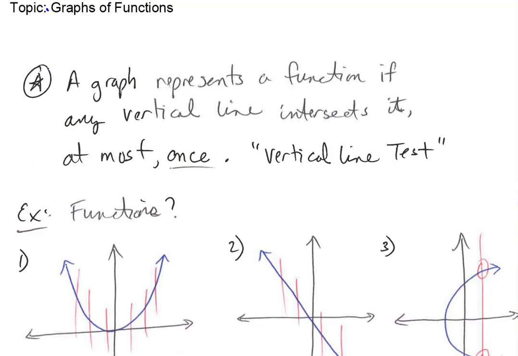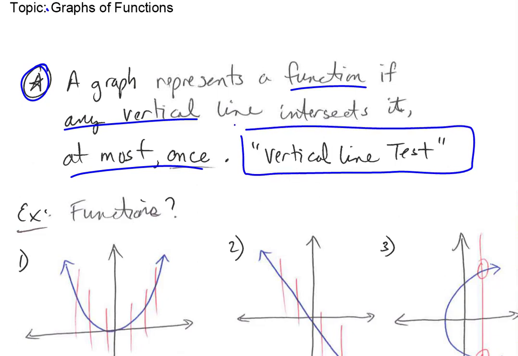We'll begin with this major note, and that is a graph represents a function, there's our keyword function, if any vertical line intersects it at most once. This is also known as the vertical line test. You'll probably see that phrase showing up here and there, and this is how we can test or check just by looking at a graph whether it represents a function or not.